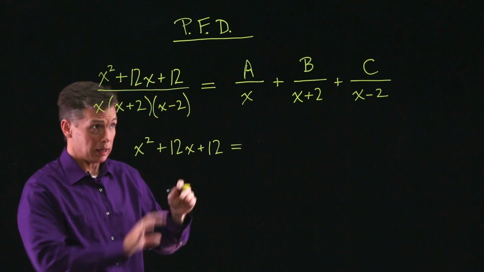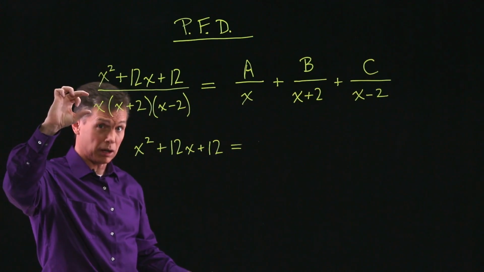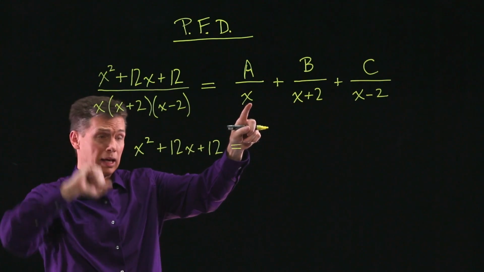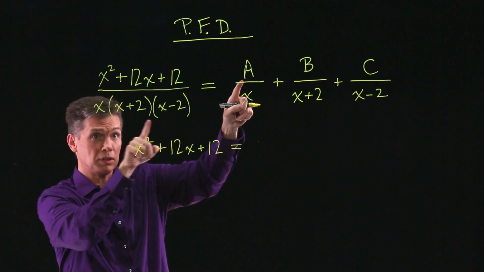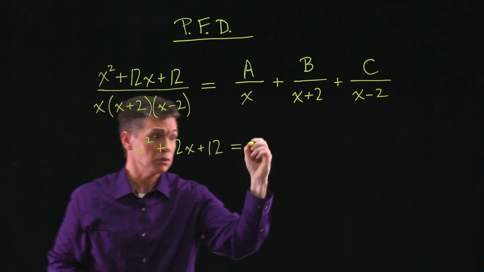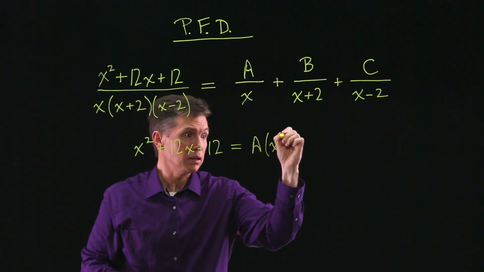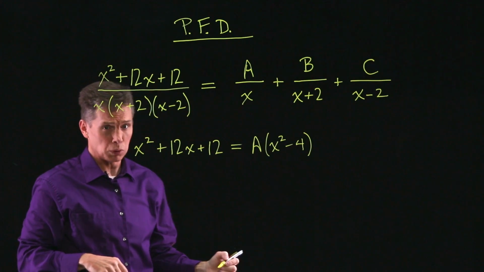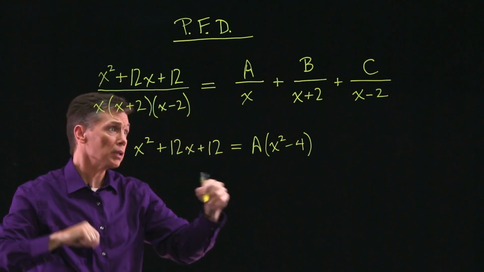And on the right-hand side, again, if I multiply the entire right-hand side by this denominator, in the first fraction, the x's would cancel, and that a would only need to multiply by these two parentheses here, x plus 2 and x minus 2. So I'm going to take a and multiply it by, well, let's call it x squared minus 4, right? Because that's what x plus 2 times x minus 2 would be.